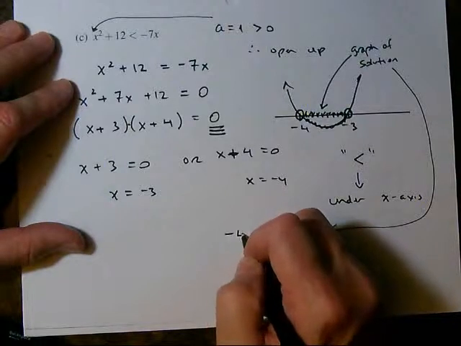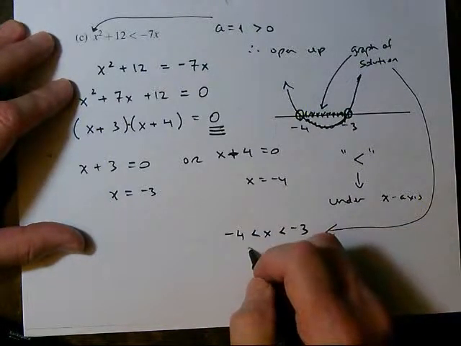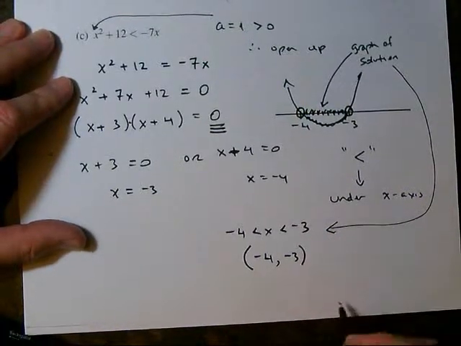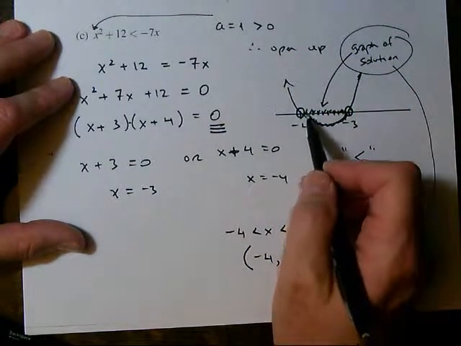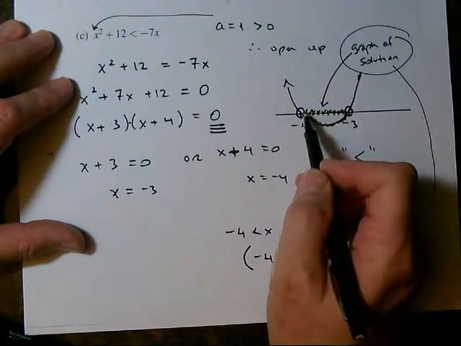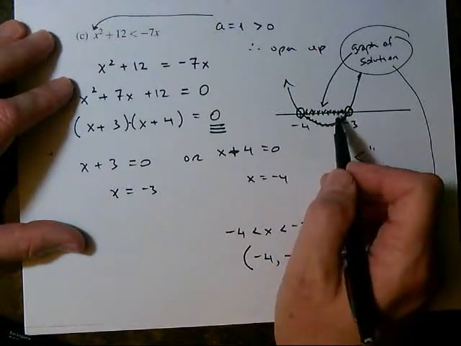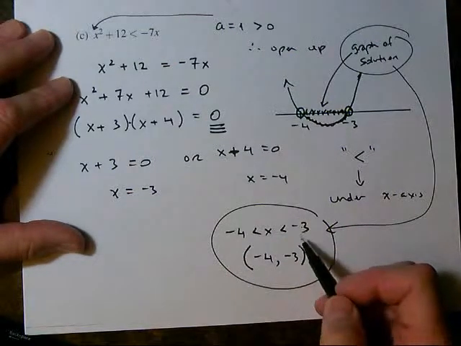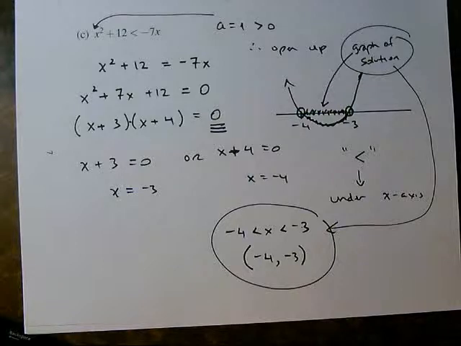Then the solution can be written out in inequality form. Negative 4 is less than x is less than negative 3. Or it can be written in interval form. Negative 4 comma negative 3. So sometimes it asks you to graph the solution. Then you just have the interval shaded with the correct treatment of the endpoints on the number line. Or you can have an inequality or an interval notation.